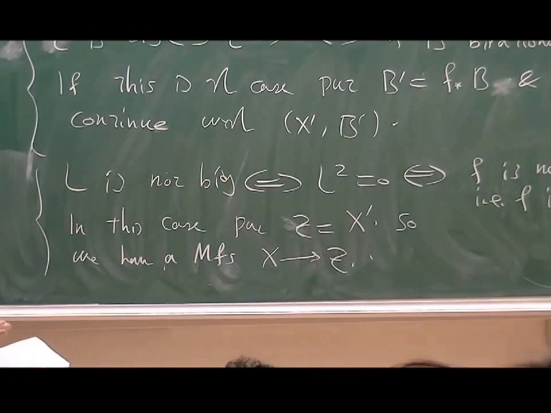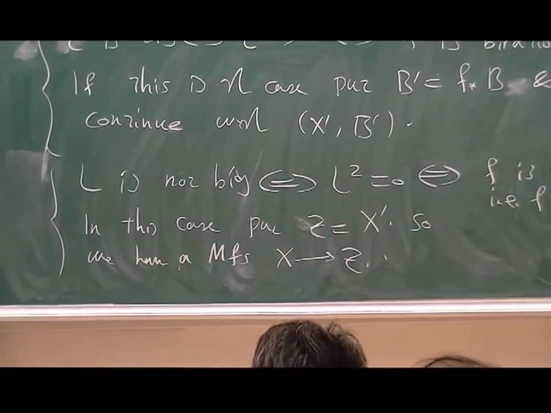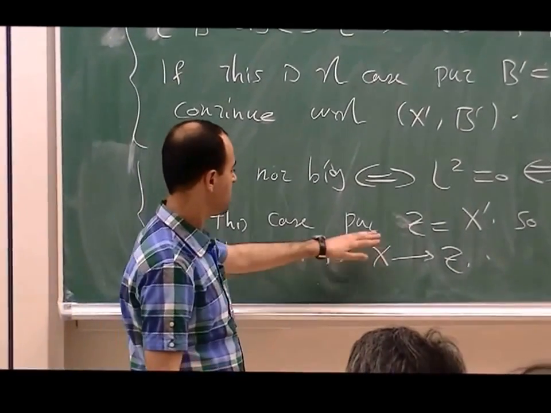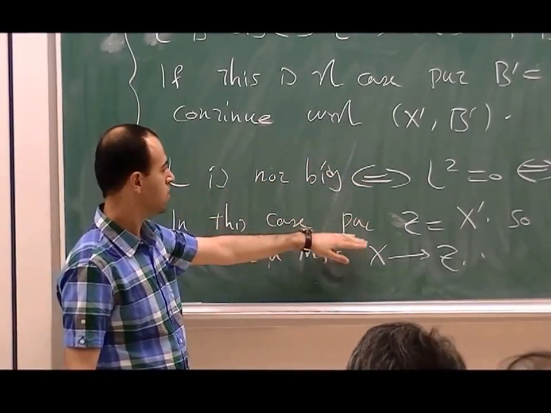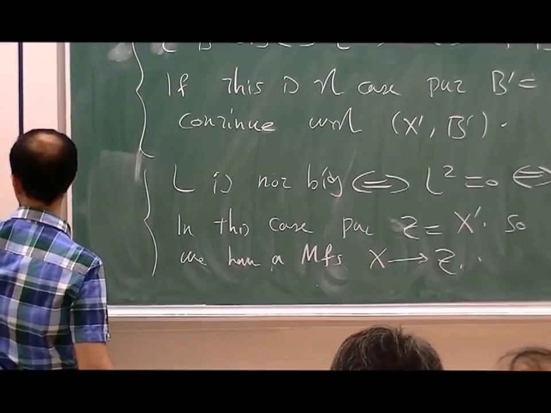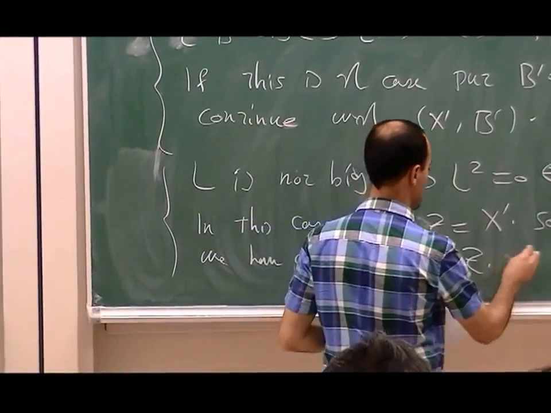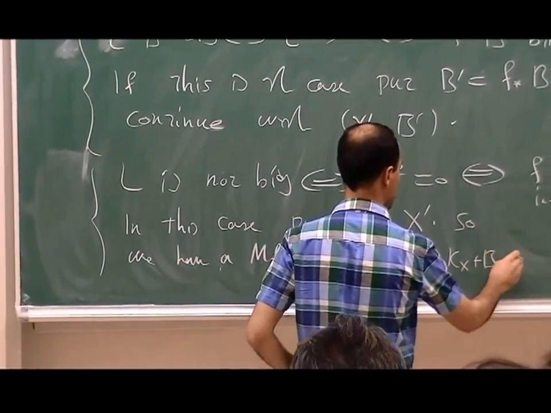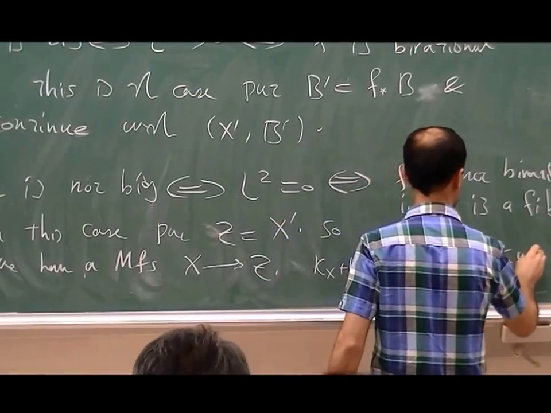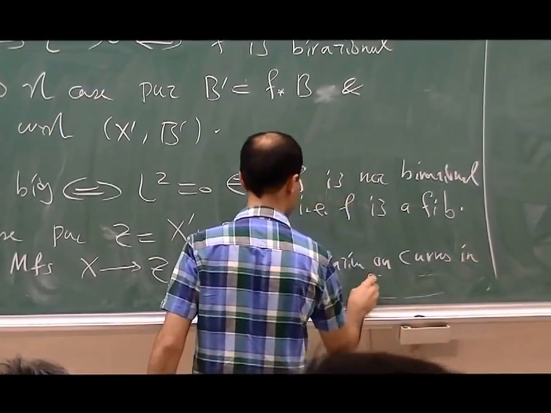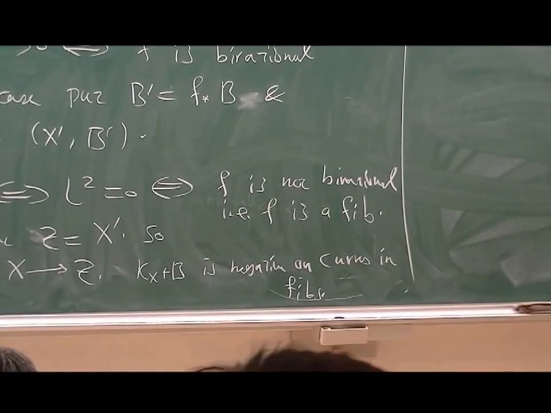So here your X is already fibered over some Z, and the fibers are all negative, because if you take any curve inside a fiber, then the intersection with L is equal to 0, but you have this ample divisor here, which means that K plus B must be negative on the fibers. So in other words, I have a Mori fiber space.